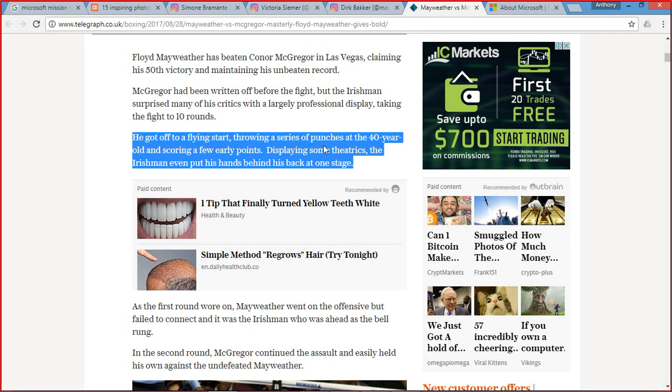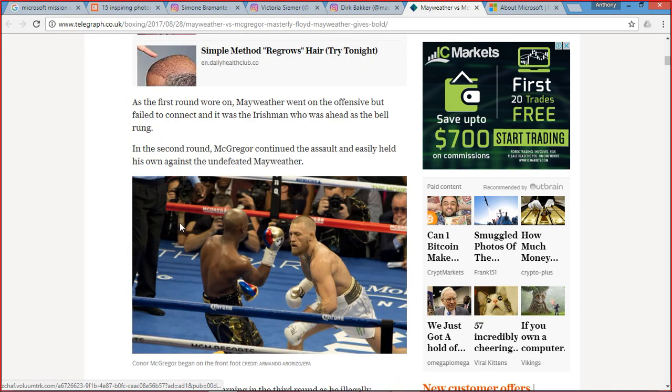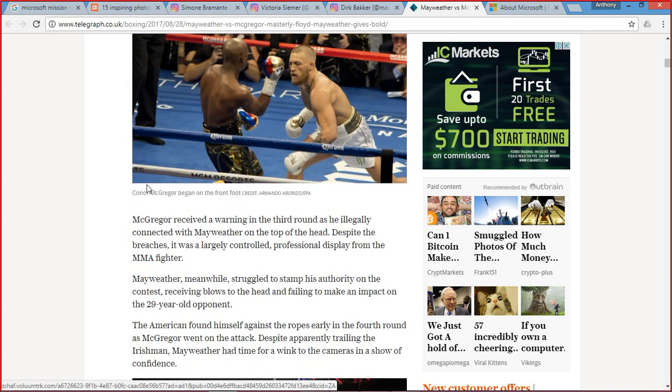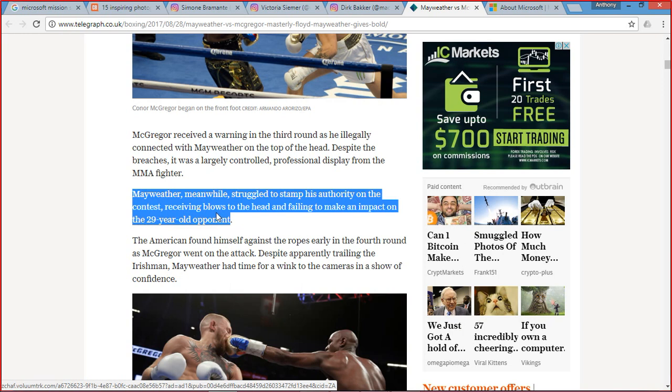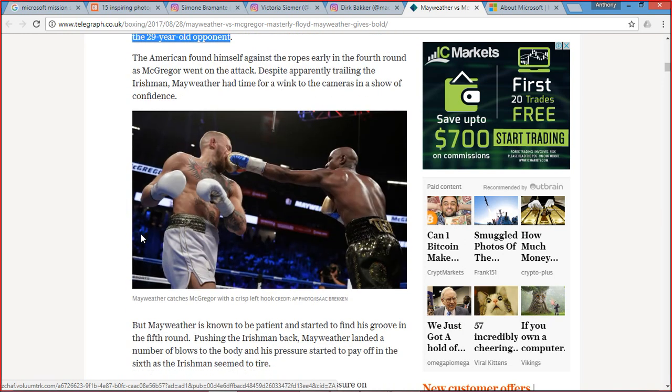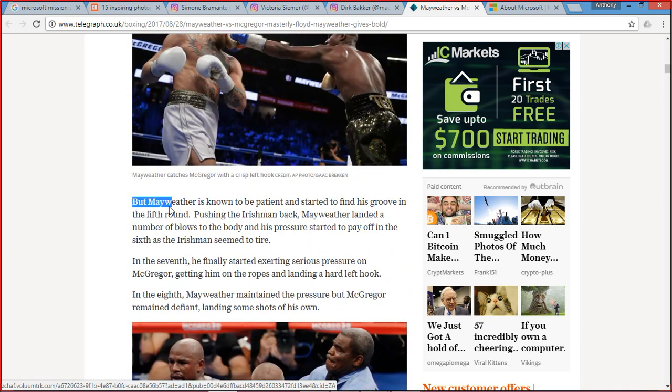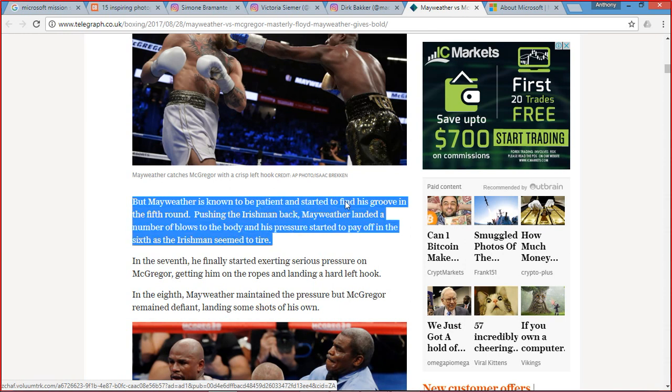Right at the beginning, Floyd Mayweather had to withstand all of the punches, all of the attacks. And obviously later on, he came back and he actually stamped his authority. Here we go. Mayweather, meanwhile, struggled to stamp his authority on the contest, receiving blows to the head and failing to make an impact on the 29-year-old opponent. Then things changed. Mayweather is known to be patient and started to find his groove in the 5th round. Pushing the Irishman back, Mayweather landed a number of blows to the body, and his pressure started to pay off in the 6th as the Irishman seemed to tire.